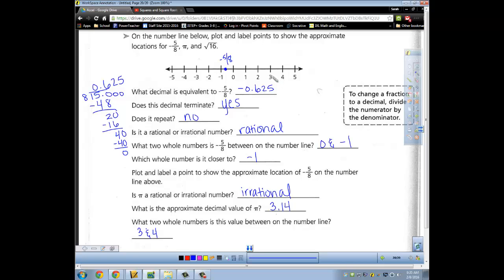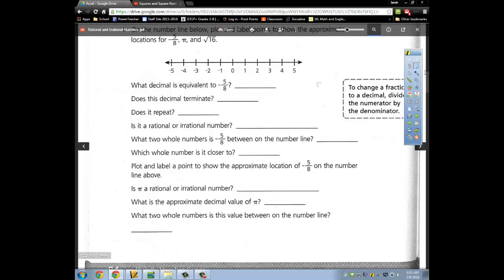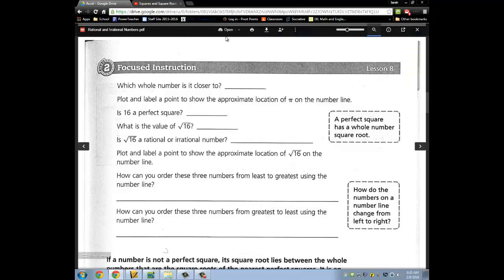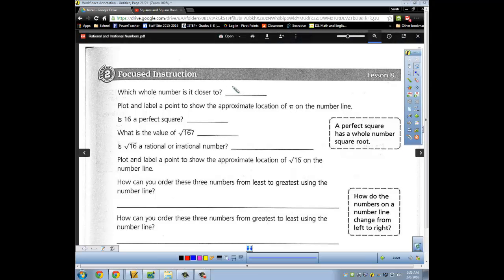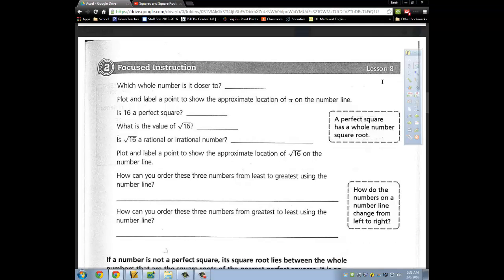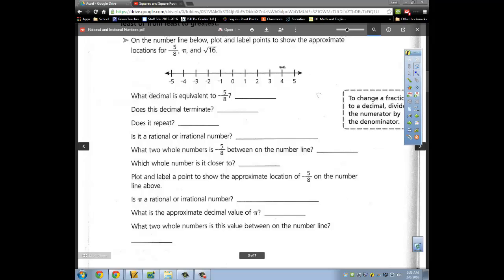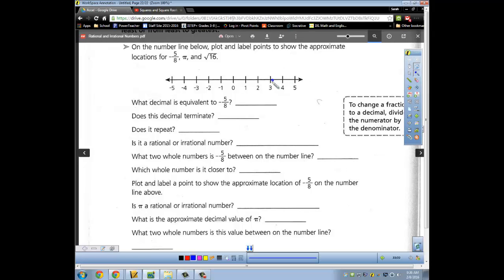Oh, well, there are some questions. This is going to be kind of hard. I'm going to have to go back and forth a little bit. My next question was, which whole number is it closer to? Well, 3.1, well, that's closer to 3. Plot and label a point to show the approximate location of pi on the number line. So I'm going to go back up. So sorry that I have to go back and forth. So pi is between 3 and 4, closer to 3, so about right here. And I'm going to put the pi symbol.